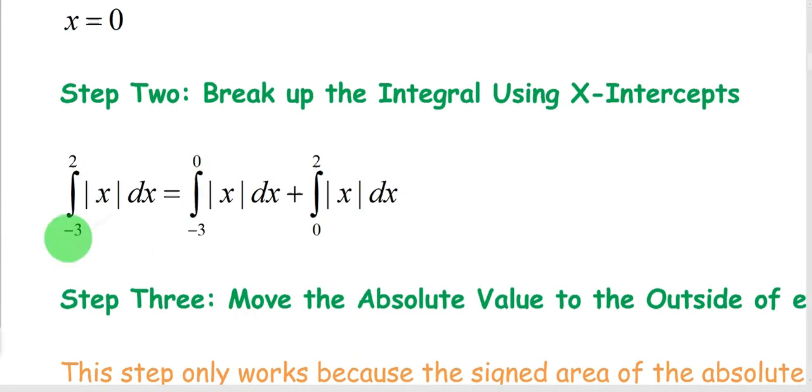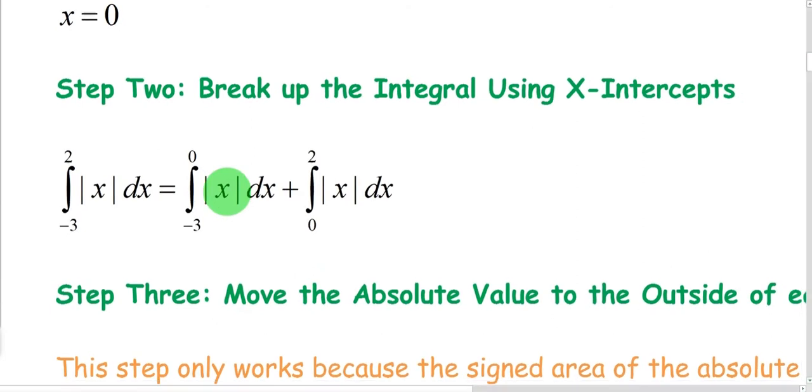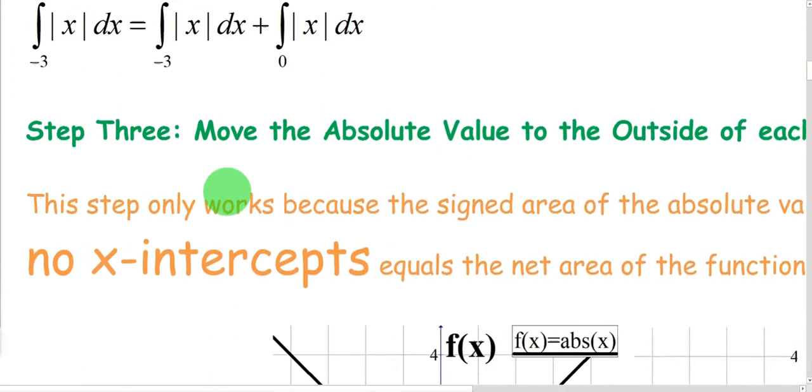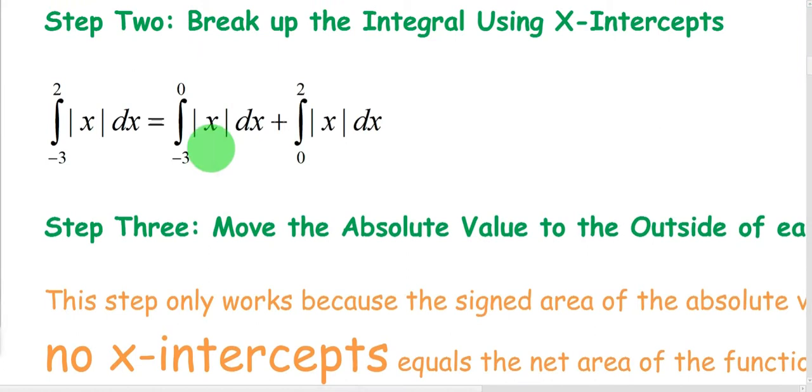So again, 0 breaks up this integral into 2 pieces. Your lower bound goes here, then your x-intercept goes up here for your first piece. For the second piece, your x-intercept goes down here, and your upper bound transfers over to the upper bound of your last piece. And so still, even though we have these 2 different pieces, we still cannot integrate an absolute value of x directly. But based on this concept we just talked about, we can split it up into 2 separate pieces where the absolute value bars are on the outside. Let's take a look.